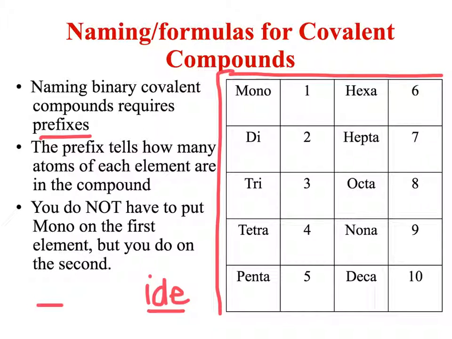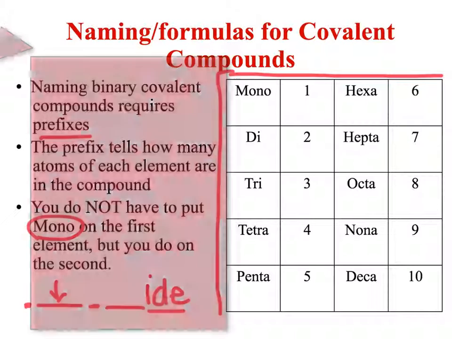and so it's going to be basically the name of the first thing, prefix, the name of the second thing, and "ide." Now, if there's only one of the first thing, you don't use mono. If there's more than one, then you do need a prefix. So let me give you a couple of examples.